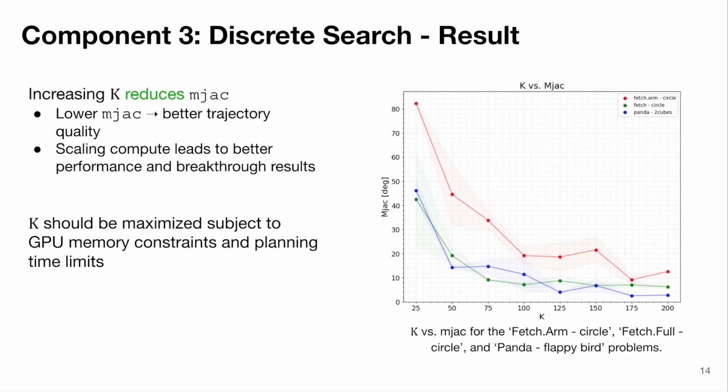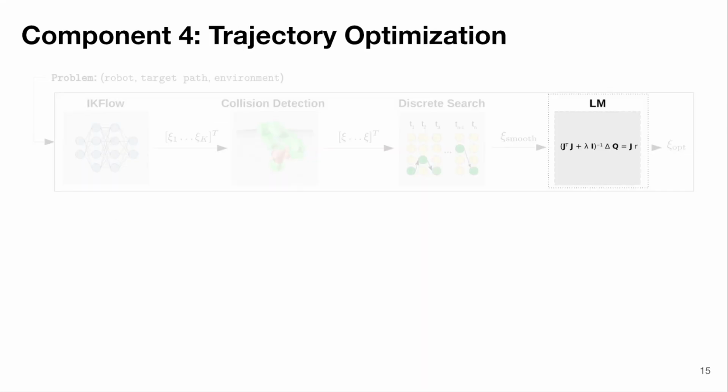Here we can see MJAC as a function of k for 3 different problems. As k increases, the MJAC reduces. This is a positive result which validates the approach. It also indicates that the proposed method scales well with compute, which is a valuable property to hold in the era of ever-improving GPU performance.